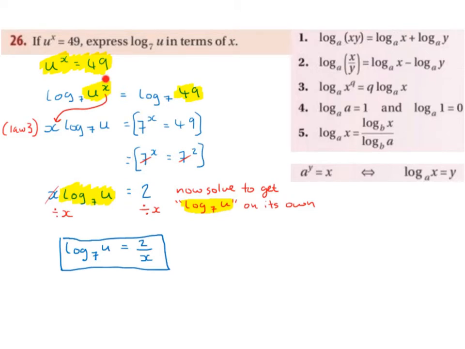Next, I'm going to bring the power of x down in front of the log using law 3 from my logarithm laws. And then I'm going to rewrite log base 7 of 49 in index form. And I'm going to use my scorpion tail method to help me. So I can say that this is 7 to the power of x is equal to 49.